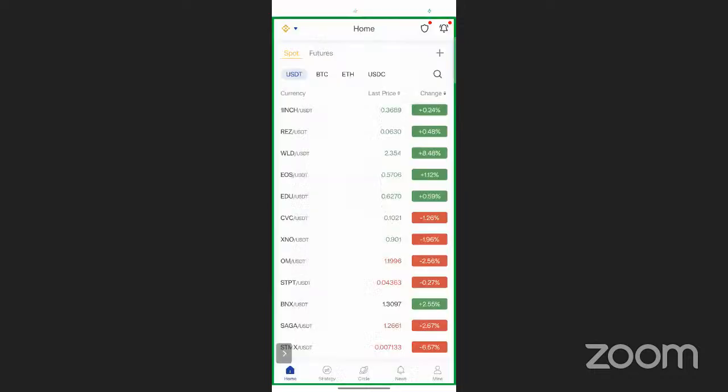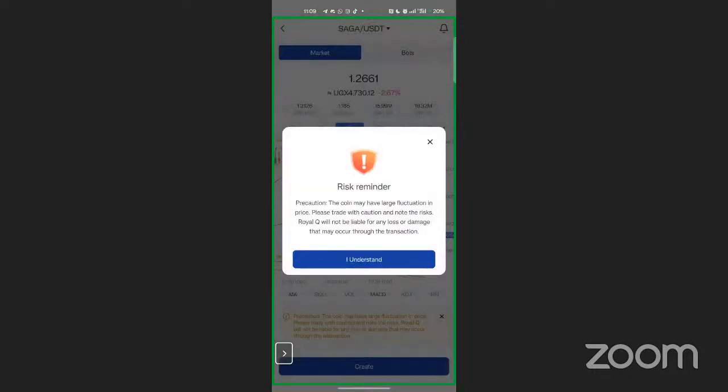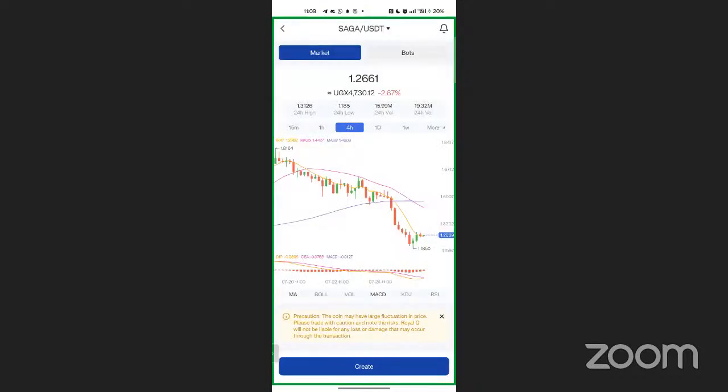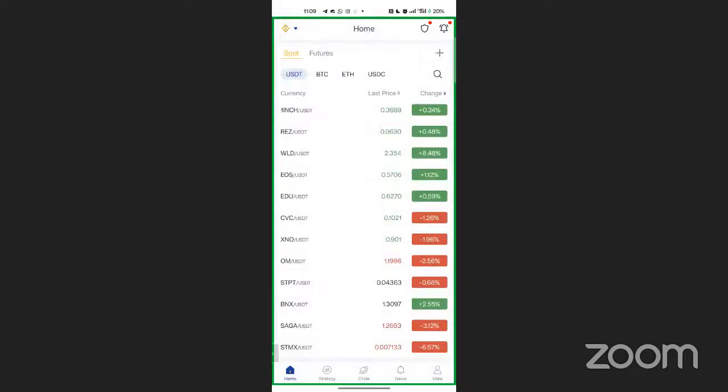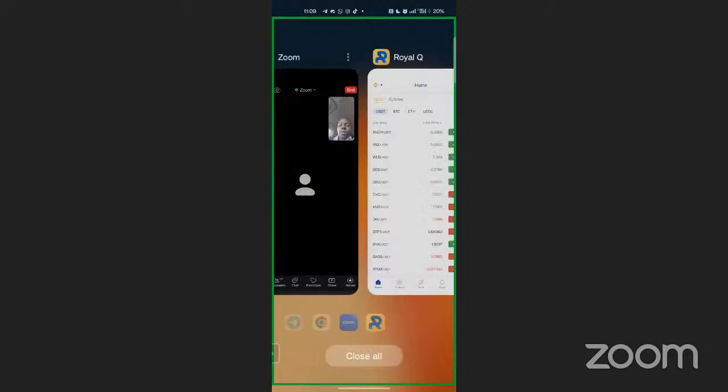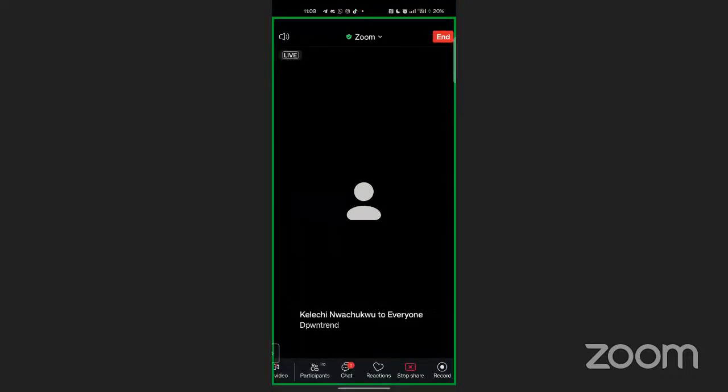Moving averages help you to confirm whether this coin is on an uptrend or on a downtrend. Now I have a question using the 4-hour time frame. Is this SAGA on an uptrend or a downtrend? Some answers in the chat.